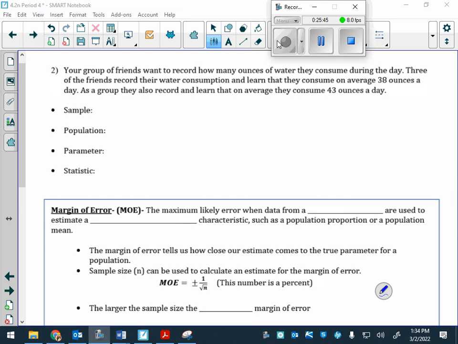All right, your group of friends want to record how many ounces of water they consume during the day. 3 of the friends record their water consumption and learn they consume an average of 38 ounces a day. As a group, they also record and learn that on average they consume 43 ounces. All right, what do we know?